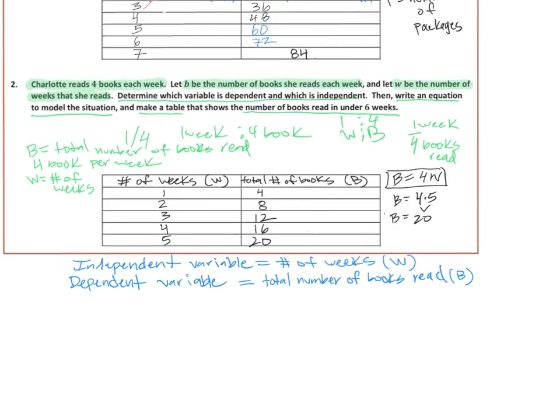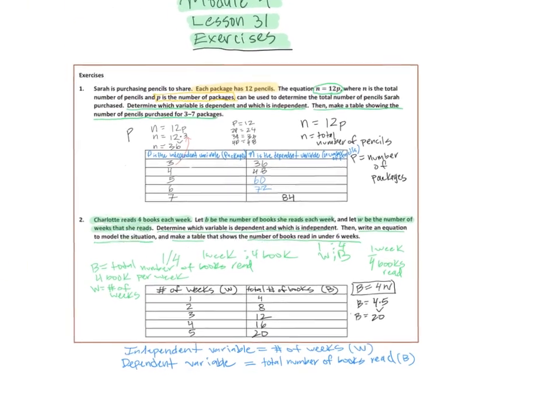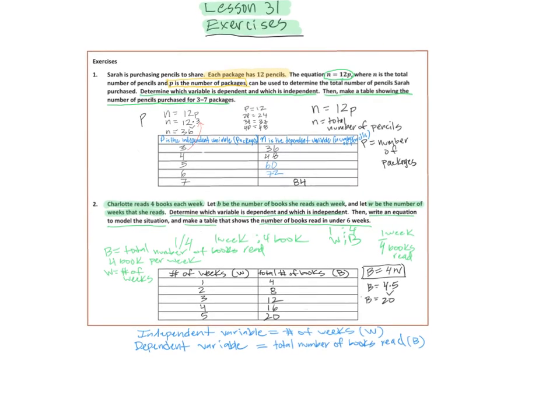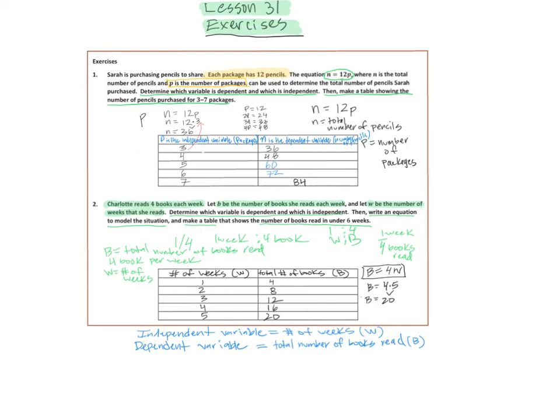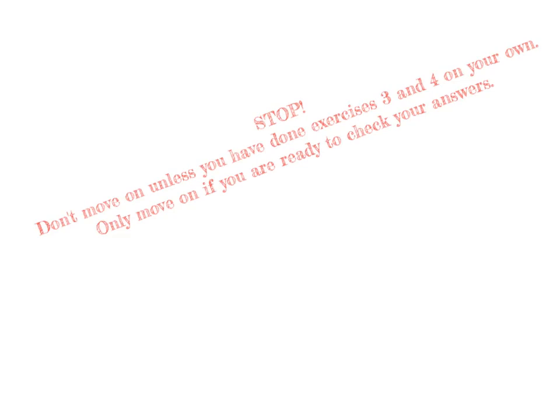Now that we have finished exercises 1 and 2 together, it is your turn to go to your book and finish the rest of the exercises, which is 3 and 4. Then come back to the video, watch until the end of the video to find the answers to the exercises for 3 and 4. Check your answers against the answers on the video and see if you got yours right or wrong. Stop. Do not move on unless you have done exercises 3 and 4 on your own. Only move on if you are ready to check your answers. If you are ready to check your answers, you can continue to play this movie.